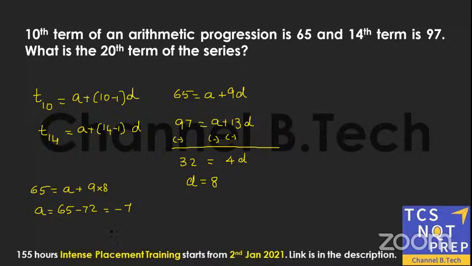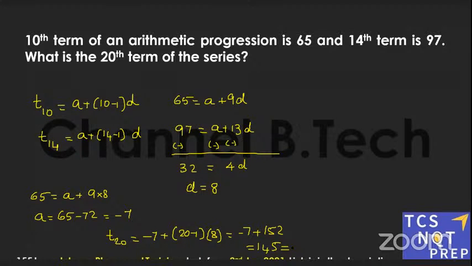Right? 20th term will be minus 7 plus (20 minus 1) into 8. That is minus 7 plus 19 into 8, which is 152. So 145 will be the answer. All right, 145 will be the answer for this question. This is the method in which you can solve.